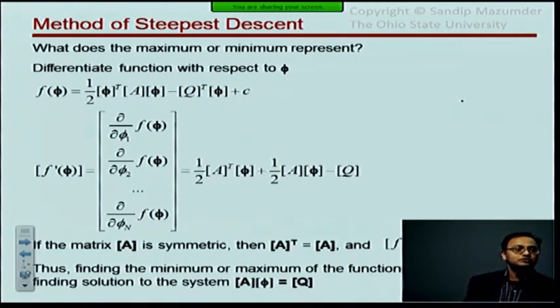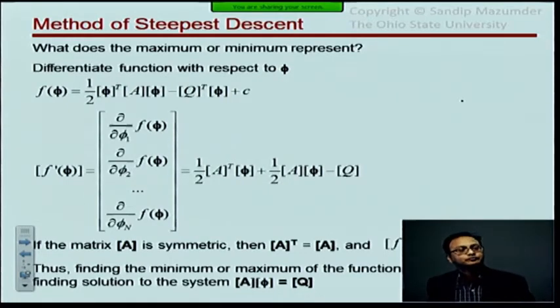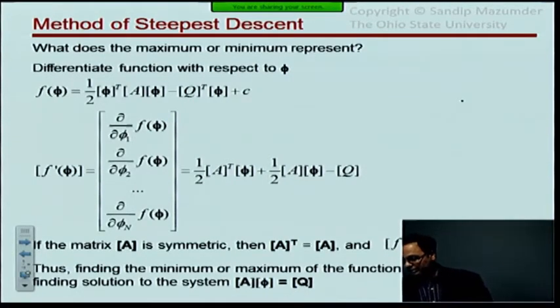This part I didn't understand: why, when you just take the derivative of the first expression, it yields this thing, 1 half A transpose phi plus 1 half A phi. This one? Yeah. See, when you differentiate A times B, you do A times dB dx plus B times dA dx, right? That's what we are doing here.